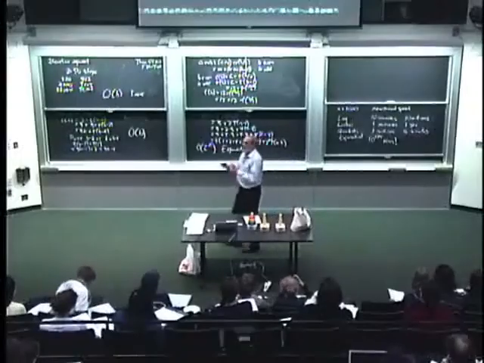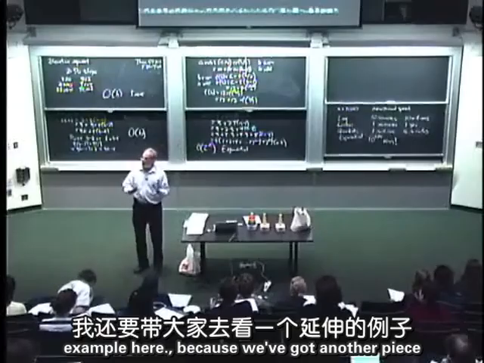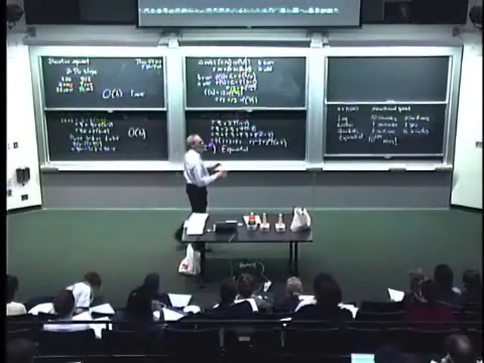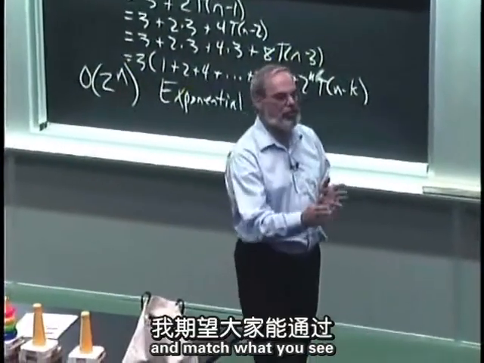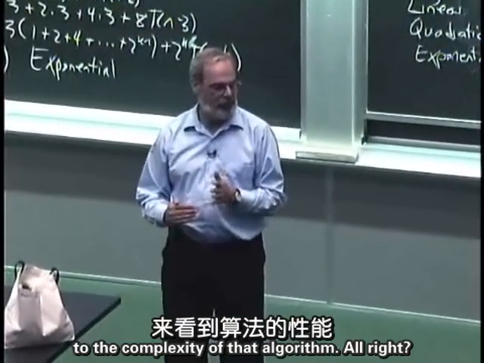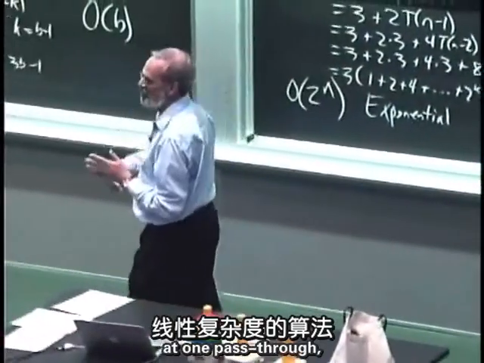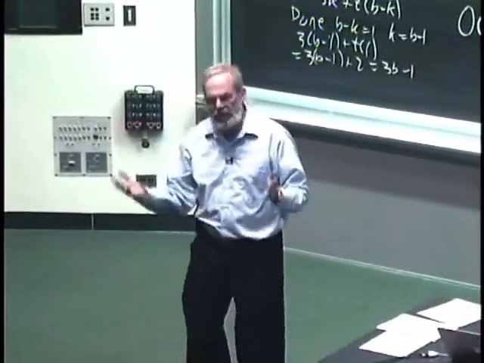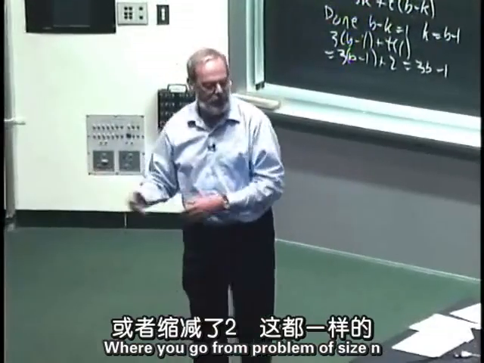All right. I'm going to do one more extended example here, because we've got another piece of data, but I want to capture this because it's important. Let me try and say it the following way. I want you to recognize classes of algorithms and match what you see in the performance of the algorithm to the complexity of that algorithm. Linear algorithms tend to be things where in one pass through, you reduce the problem by a constant amount, by 1. If you reduce it by 2, it's going to be the same thing. You go from a problem of size n to a problem of size n minus 1.